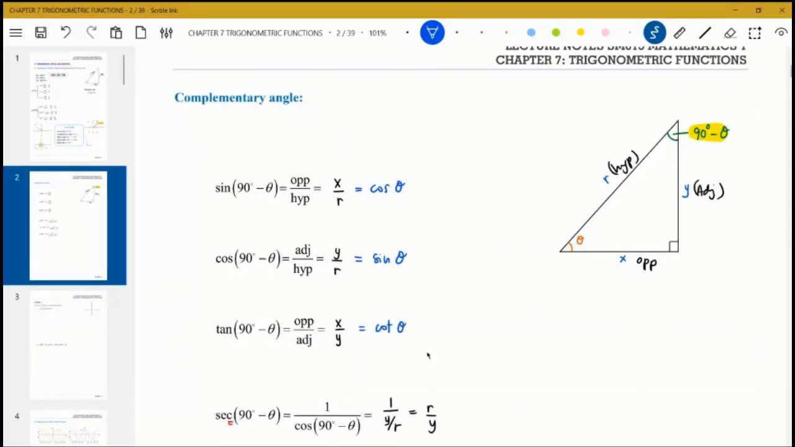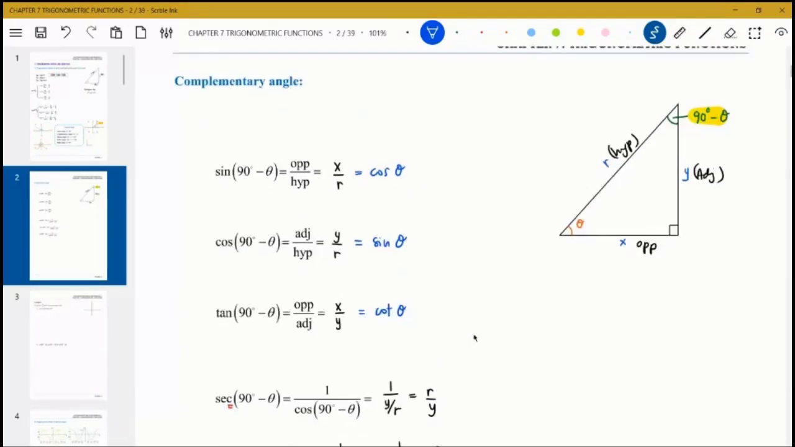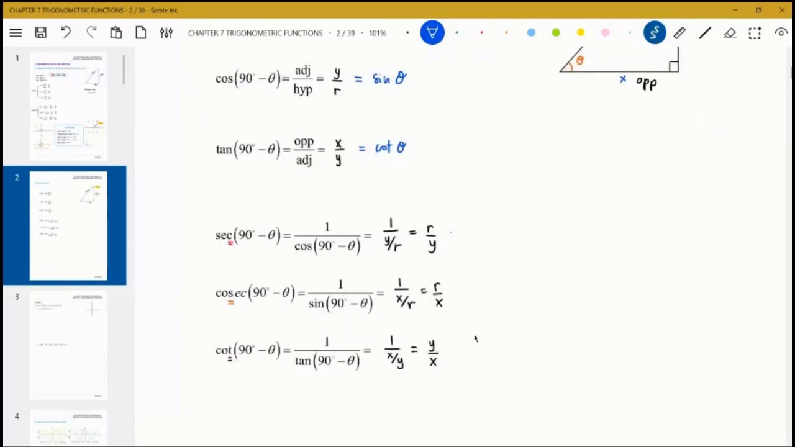Okay, and then secant, cosecant and cotangent. So kalau kita compare dengan the previous part, r over y adalah cosecant theta. And then r over x is the same thing as secant theta. And then cotangent 90 minus theta will be the same as tangent theta. Okay, so kenapa kita kena tahu relationship ni? Somehow ini akan jadi alternative, which is shortcut untuk cari nilai theta ataupun 90 minus theta. Okay, so salin dulu.